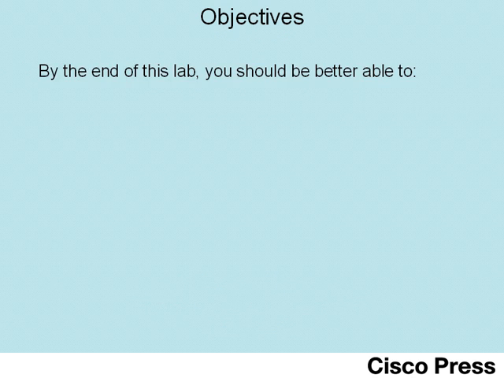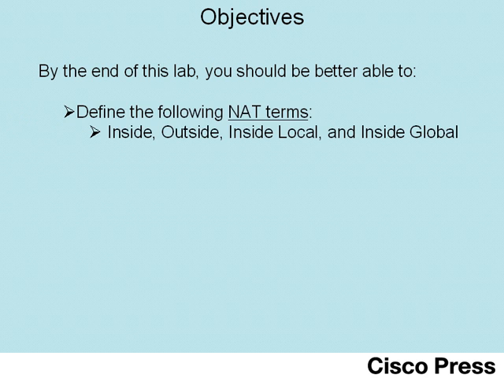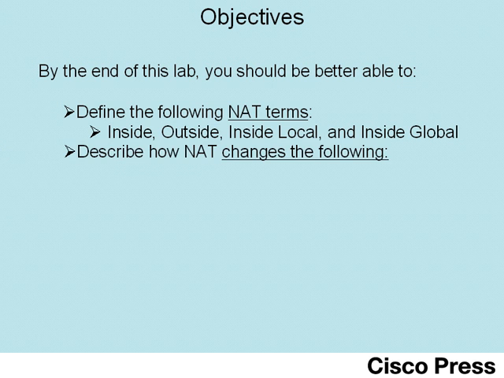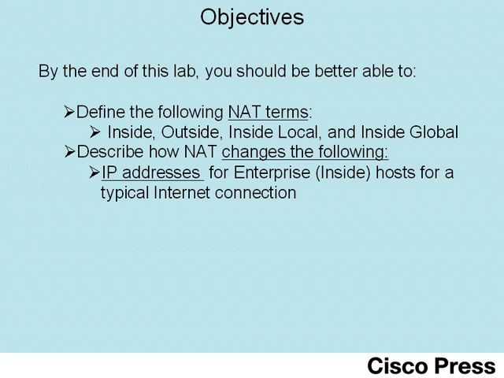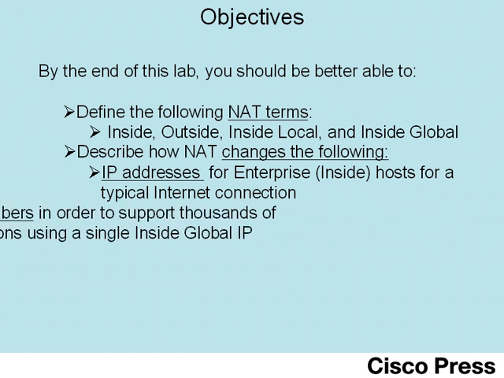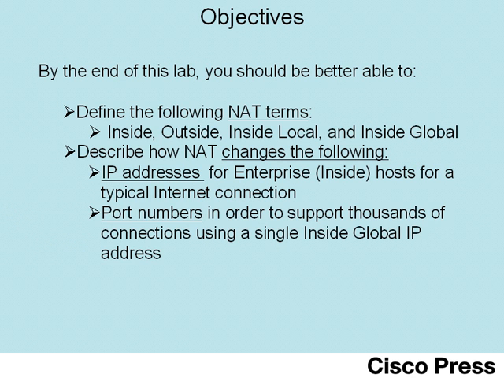Like most labs, this lab has several objectives. First, NAT uses a lot of terminology that can be confusing, so we'll start out with some definitions of the terms inside, outside, inside local, and inside global. Then the lab will talk about how NAT changes things in the IP packet, in particular IP addresses, as the packet passes from an enterprise host to an internet-based host, and vice versa, and how the router, when performing overload, will change port numbers so that it can support multiple TCP connections over a single routable IP address.